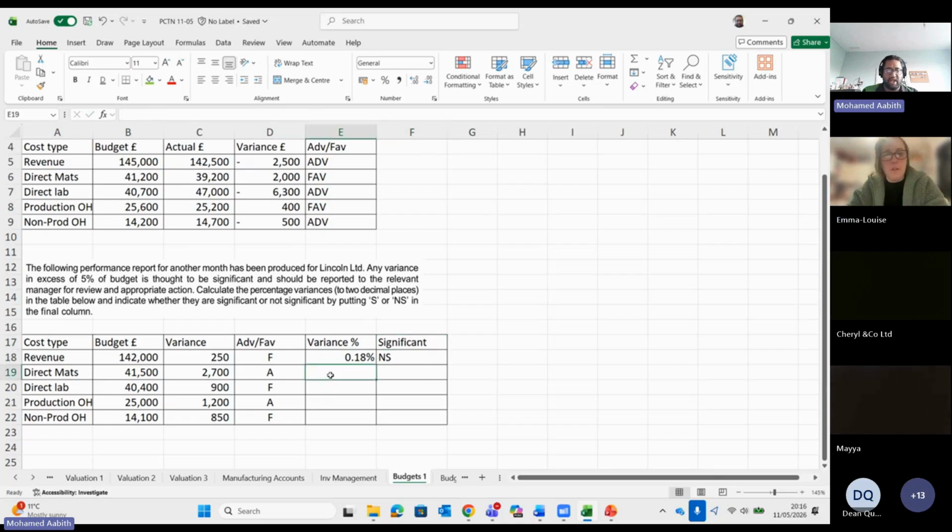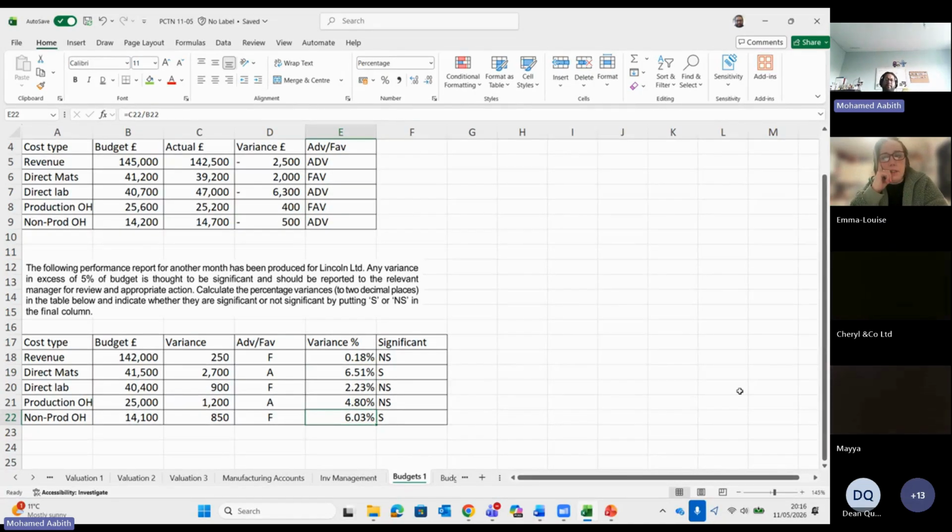Let's do that formula again here. This is going to be this divided by that number. Enter, and you have that number. Change to a percentage with 2 decimals. Can you see here? Is it more than 5%? Yes, so therefore it is significant. Let's copy this all the way down. Can you see that here? That is non-significant because it's less than 5%. That is non-significant, it's still less than 5%, but this is significant. So therefore, only the direct materials adverse variance and the non-production overhead favorable variance are the only 2 that are significant, because they're more than 5%.